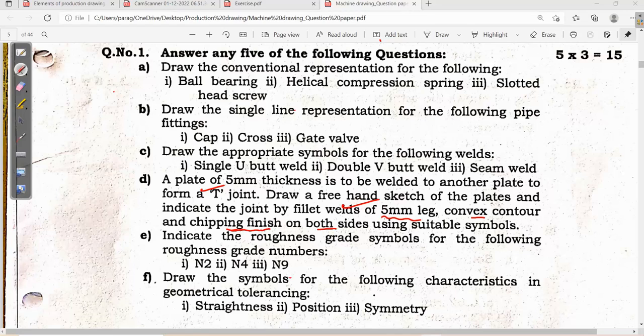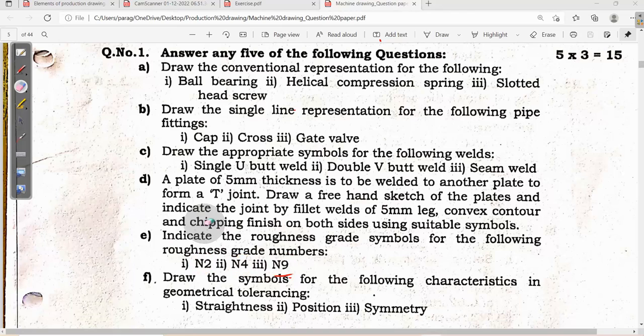Okay, chipping finish is on both sides using suitable symbol. So this was for 3 marks. Now next, indicate the roughness grade symbols. Again same thing, there was for N2, what's the symbol? For N4, what is the symbol? Okay, for N9, what is the symbol? Again that table you have to refer.